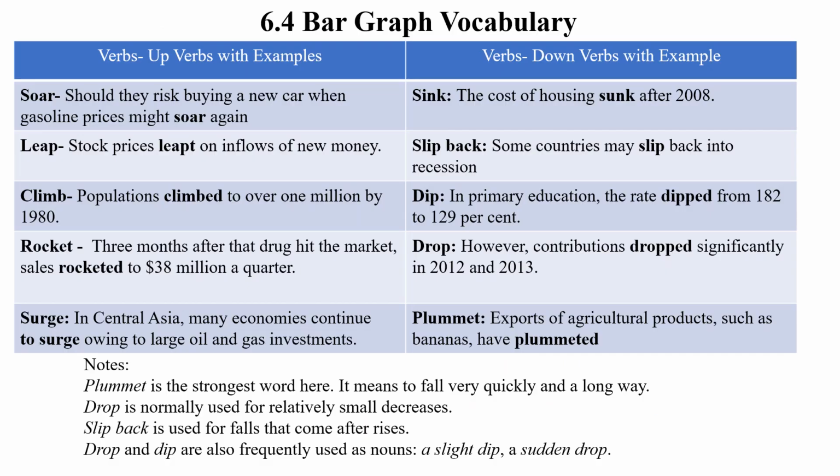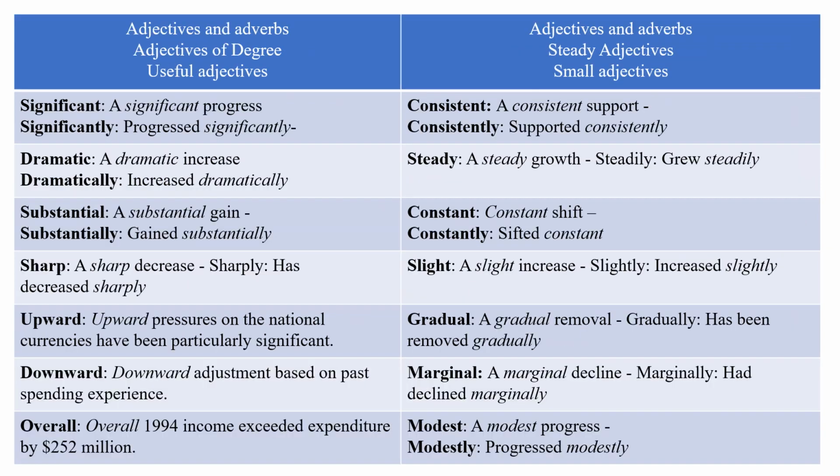And now it's time to study the bar graph vocabulary. We can see the table of two columns. One column includes verbs, up verbs with examples, and another column includes verbs, down verbs with examples. So, dear students, please study these verbs and memorize them.